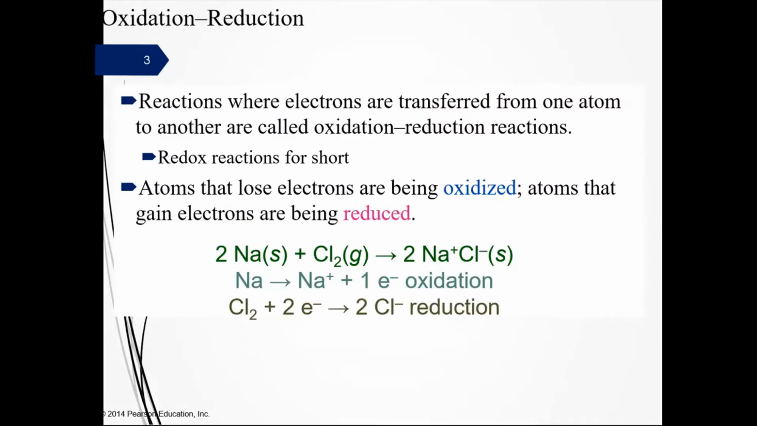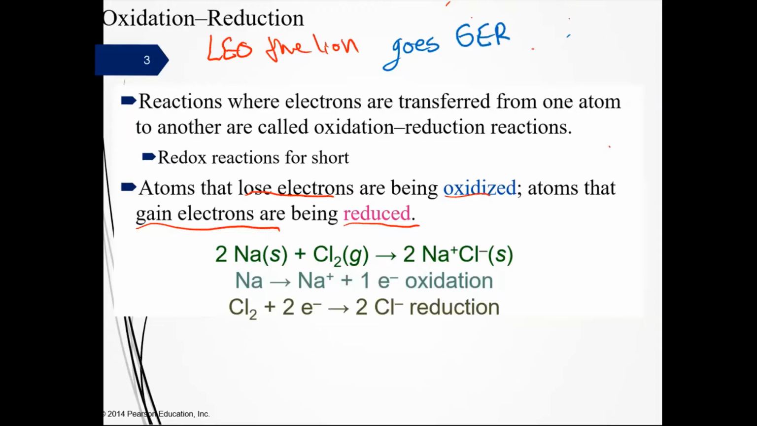Now, the thing to remember is that when you lose electrons, you're oxidizing. So that's LEO the lion, right? Lose electrons, we oxidize. And then when you gain electrons, we're going to reduce. So when you gain electrons, you reduce, right? So LEO the lion goes GER.